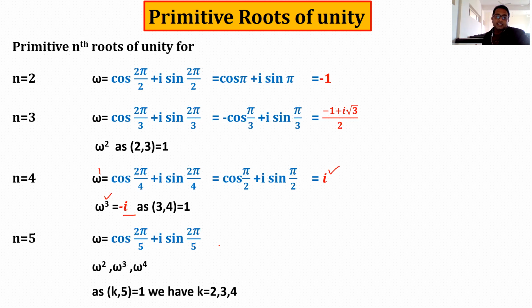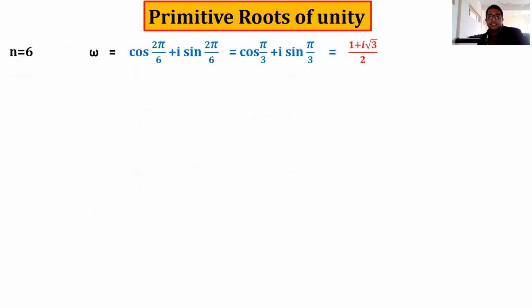2, 3, 4, all three have GCD 1 with 5, so for 5 we have four primitive fifth roots of unity. For n equal to 6, cos 2 pi by 6 plus iota sine 2 pi by 6. After calculating, you will get 1 plus iota root 3 by 2.